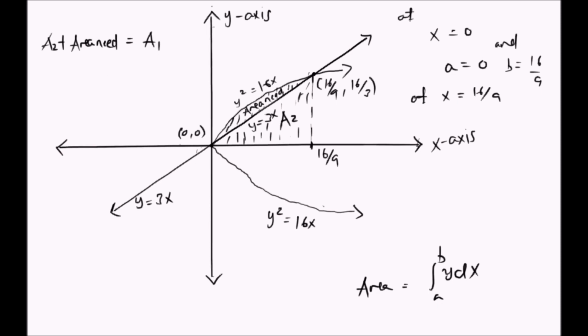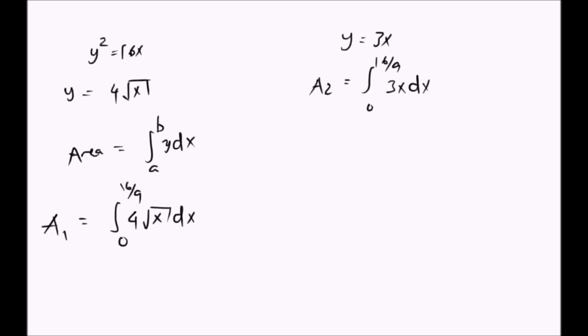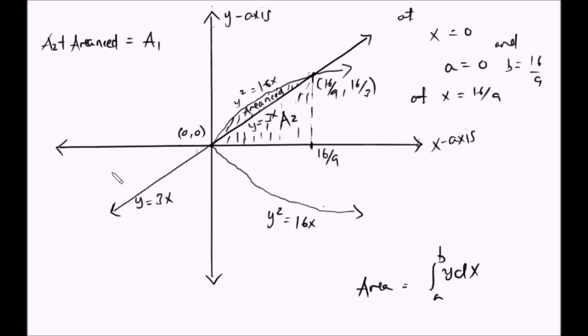Let me show you again A1. This one is A1, area below this curve. A2 is area below this line. So when I take area below this line plus the area we are looking for, that is the area bounded by this curve and this line, I get the area below this curve. So what does that mean? It means that this area needed, let's just call it area, will be A1 minus A2. So this is what I'll do.